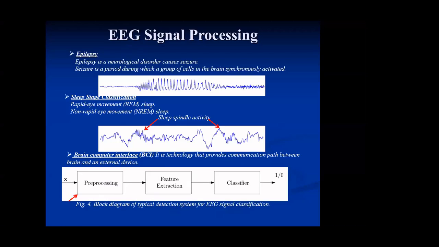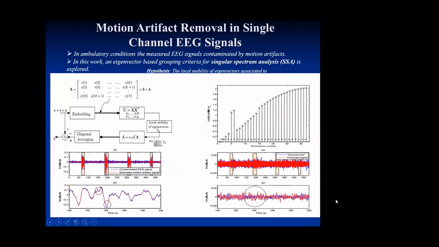These are the main techniques in any post-processing systems. Pre-processing is basically filtering and removal of the noises. Then you have to extract the features, and then you have to classify which one is the desired signal, which one is the artifact.